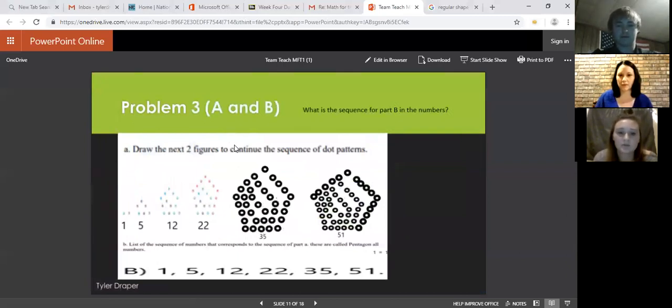All right, Tyler, what is the sequence for part B in the numbers? Okay, so when we think of sequence, we should think of a pattern. If we look at part A, we see that as we continue to increase the pentagonal number, it goes from 1, 5, 12, 22, 35, and 51. So in doing that, we need to understand what the sequence is. So from 1 to 5, we're adding 4. So we'll make sure we remember 4.